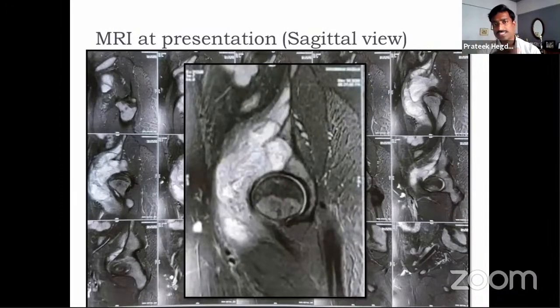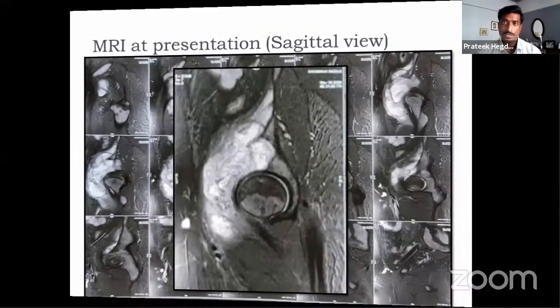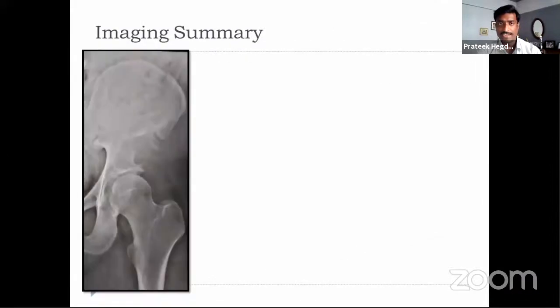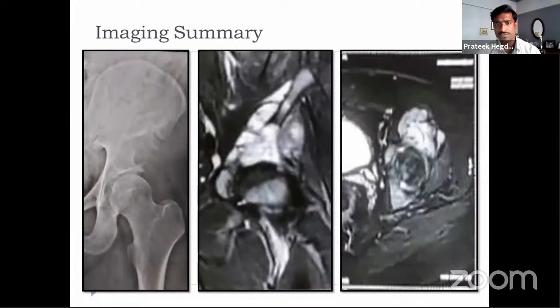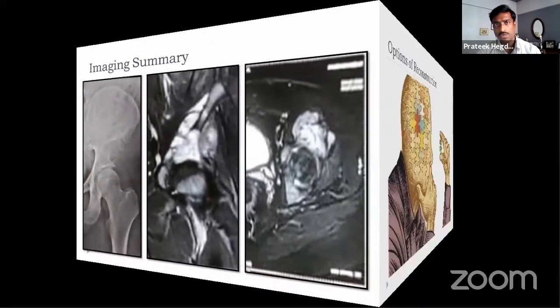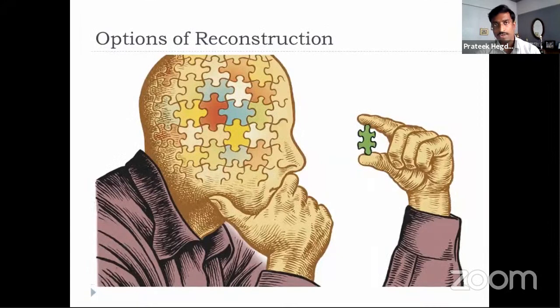And you can see how the disease has eroded from outside in, and the posterior acetabulum is preserved, but the superior and the anterior one is destroyed. So basically, we had this imaging summary where there was erosion. So now we had to go ahead and do a resection and a reconstruction. So what I would like to ask the panelists are the options of reconstruction.